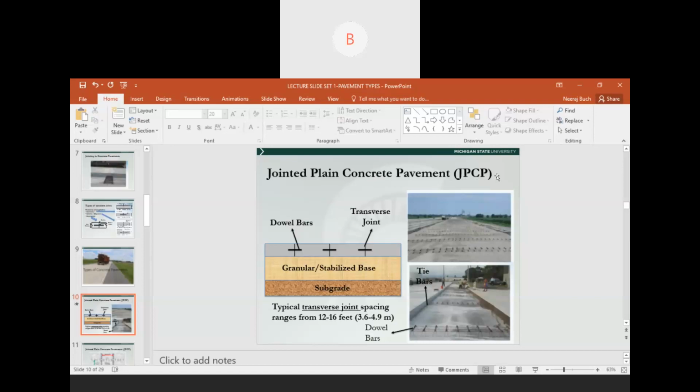A typical cross section would have a roadbed, a subbase, a base, and then of course the driving surface, which would be Portland cement concrete.